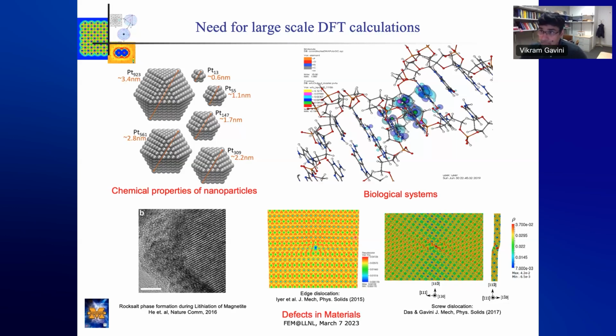Or somebody may be interested in understanding the energetics of defects and how they influence mechanical as well as electronic properties. And these defects, be they point defects, line defects, or two-dimensional defects, are present in very small concentrations and still bring about a reasonable change in the macroscopic properties. And to understand the electronic structure of these defects, again, we will need access to many thousands of atoms.